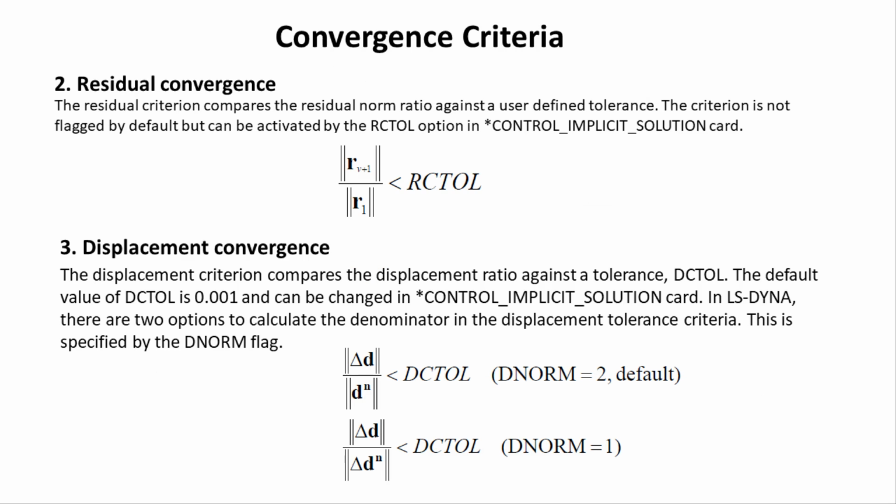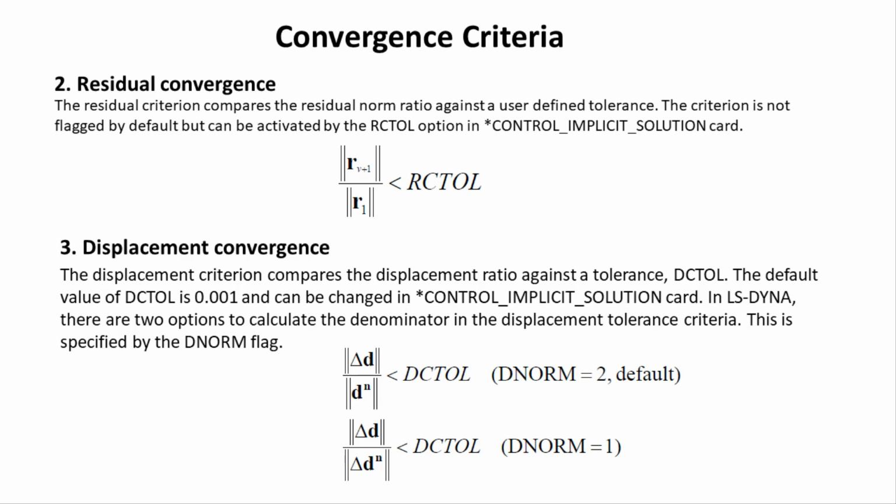The second convergence criterion is residual convergence. The residual criterion compares the residual norm ratio against a user-defined tolerance. The criterion is not flagged by default but can be activated by the rctol option in the *CONTROL_IMPLICIT_SOLUTION card. The third convergence criterion is displacement convergence.